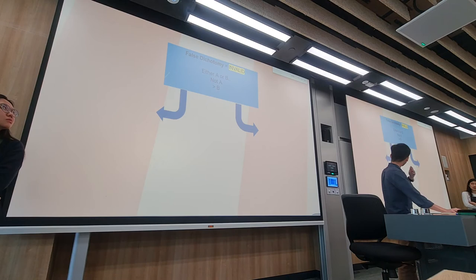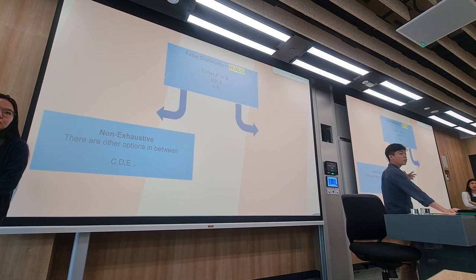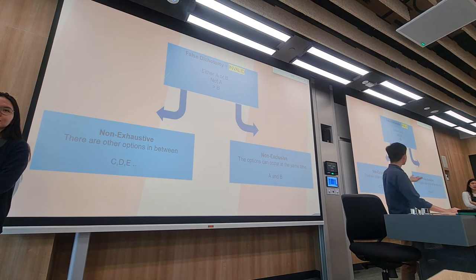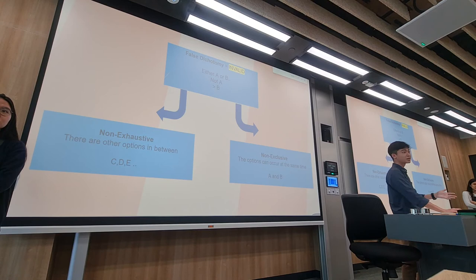When we're presented with the same argument type, it's either A or B, it's not A, and therefore it must be B. We have the first type of fallacy, which is non-exhaustive. We ignore the thought that there are other options in between. Yes, it's A or B, but we ignore the option that there might be C, D, or E. That's why it's fallacious, because it assumes that there's only two. Then there's the other type, which is non-exclusive. It ignores the option that A and B can occur at the same time. So there are two types of this fallacy. One is that there are other options in between, and the other ignores that A and B can occur at the same time. So let's dive in deeper to understand more clearly.